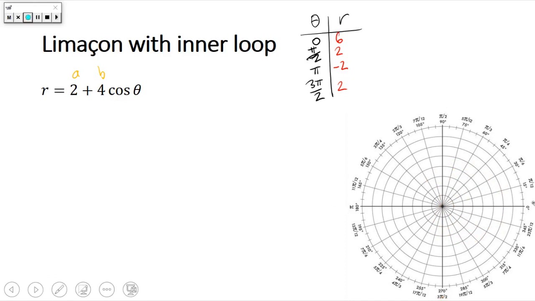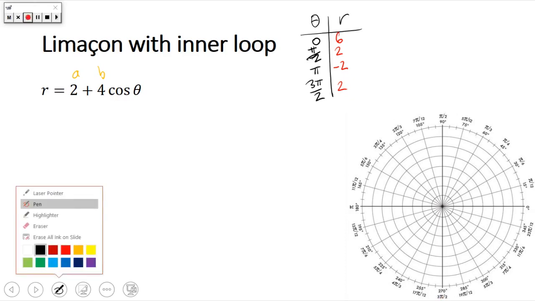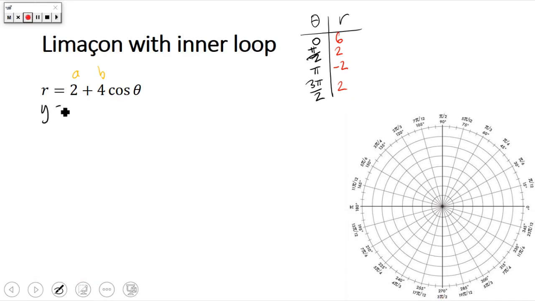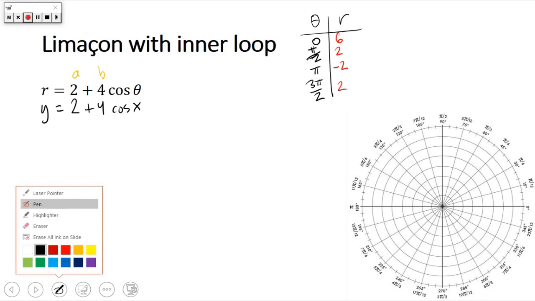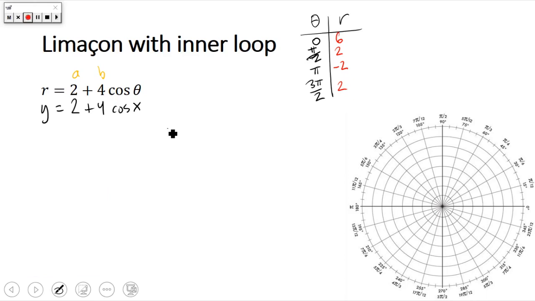And so to really get a better picture, what we're going to do is instead graph y equals 2 plus 4 times the cosine of x on a rectangular coordinate system, and then transfer the points over. We have some more detail that way. And honestly, this version of Limaçon with an inner loop is, besides maybe roses, the most useful.